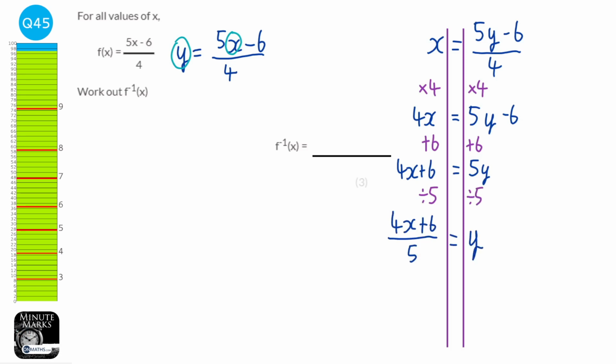And we use y as a replacement for the inverse function of x. So we're just going to say the inverse function of x, which is what that minus 1 means. It means inverse, equals 4x plus 6 over 5.